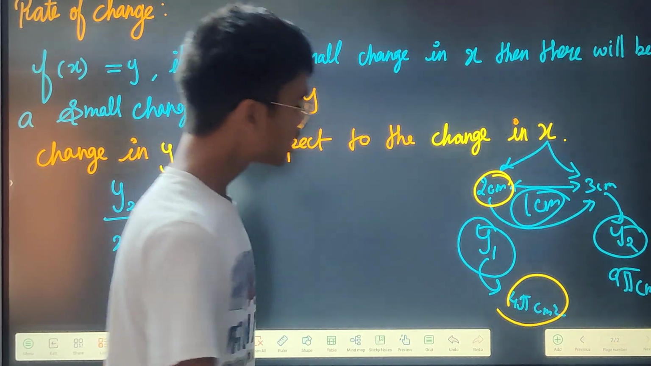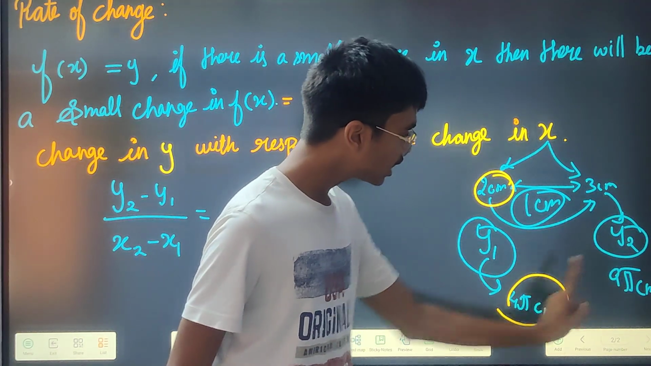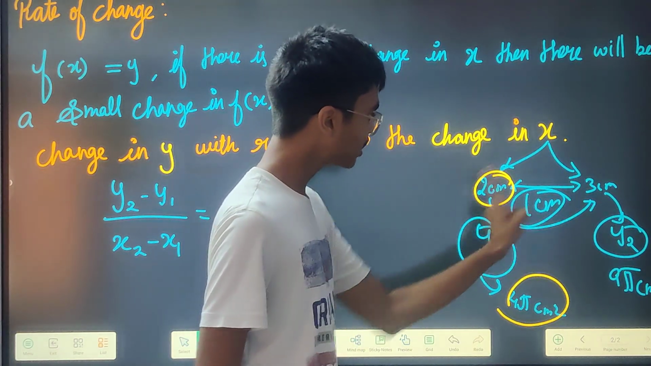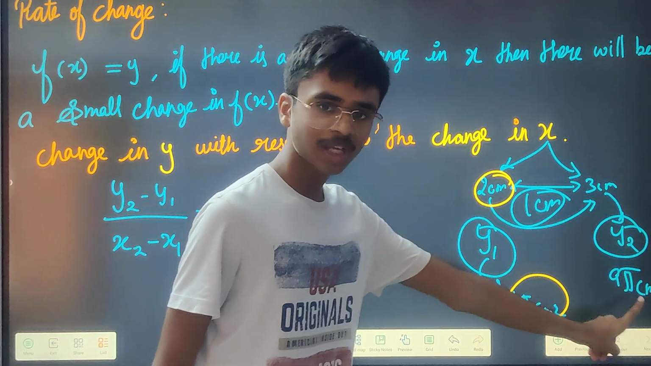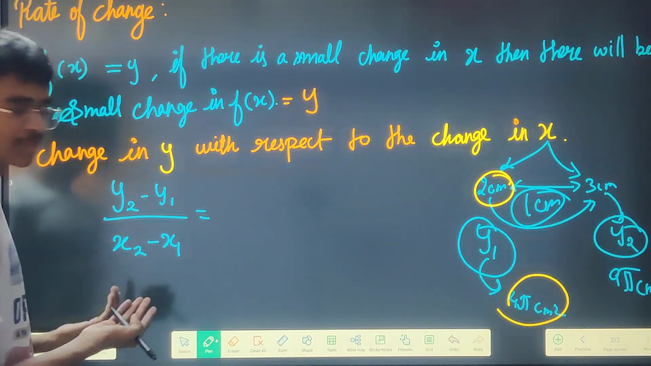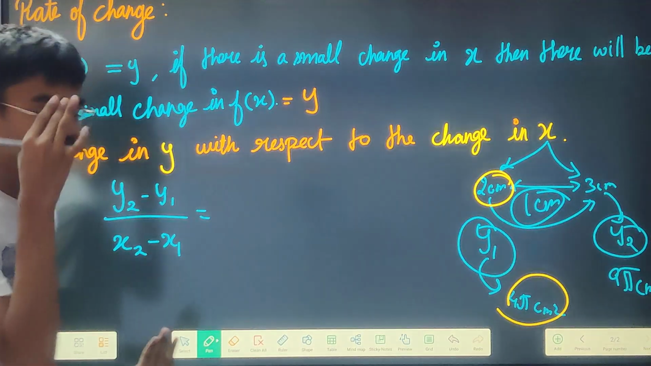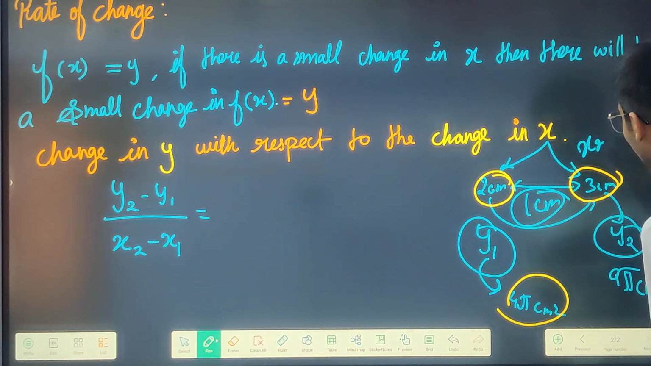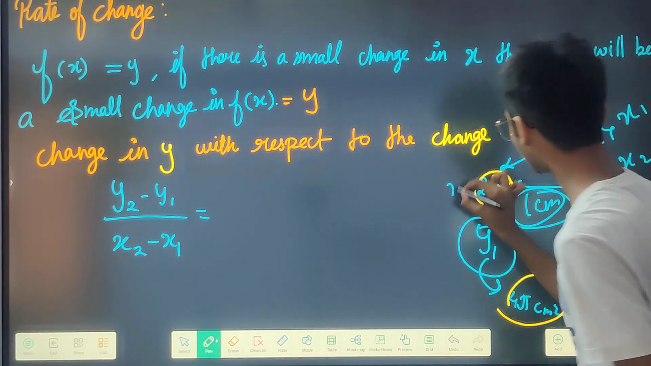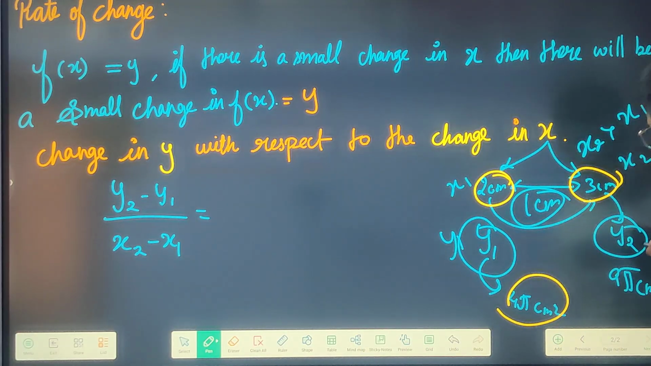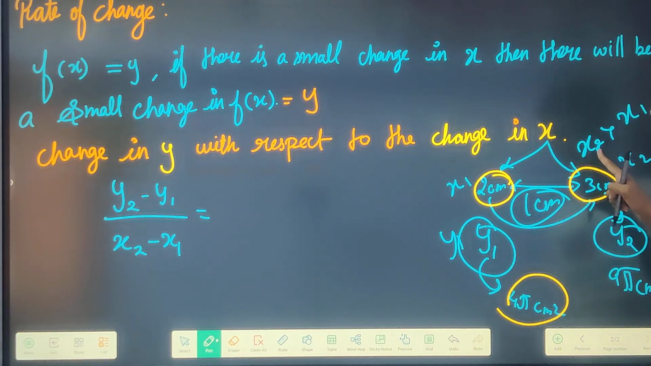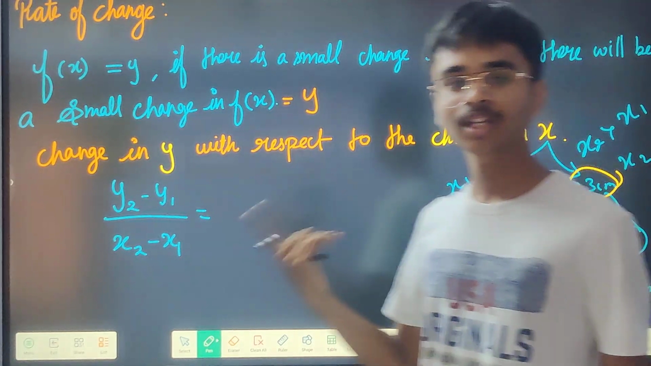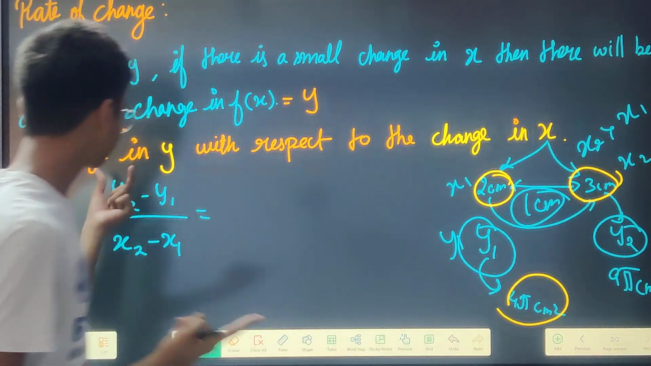Okay, 9 pi centimeter square. Now you can see that there is a change. Whenever there is a change in x, there will automatically be a change in y. And this is what it means. Since mostly x2 will be greater than x1, this is x2, this is x1, this is y1, this is y2. Because of that, they are using this formula.